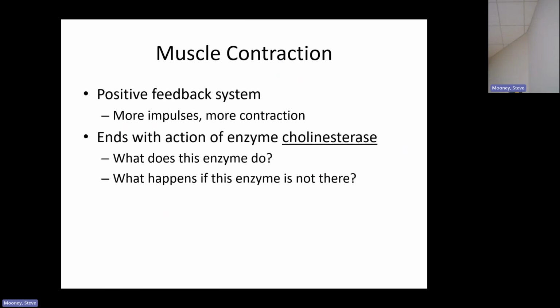That will continue till either the nerve impulses stop or this enzyme gets rid of the acetylcholine, breaks it in half, sends it back to the nerve. If I break it in half, it can no longer do that impulse on the other side of the myoneural junction, the sarcolemma side.